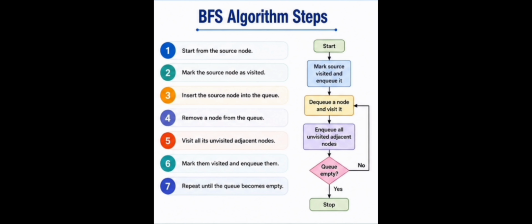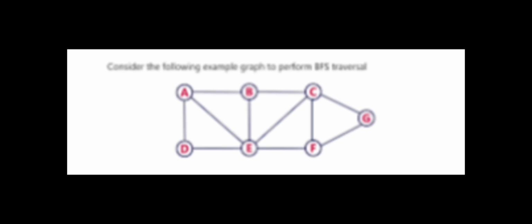Now let's do one thing. We'll just talk by using an example. So this is an example graph to perform BFS traversal. You can see node A is adjacent to D, E, and B, and B is adjacent to A, E, and C. Like that, we can see they are adjacent to each other. So we have to do the BFS algorithm. We first take the node A.